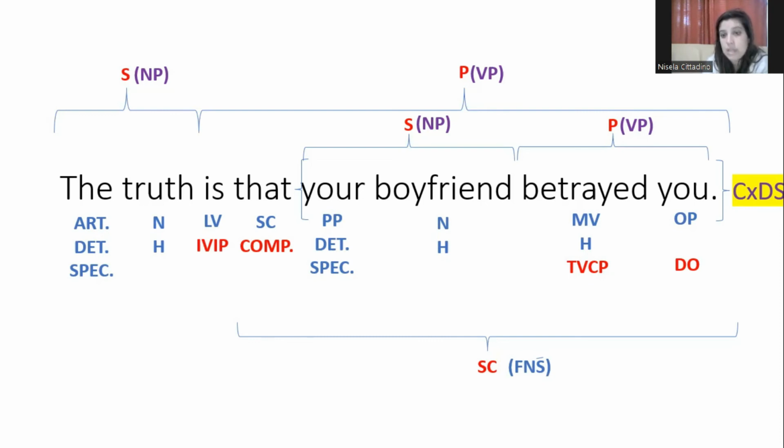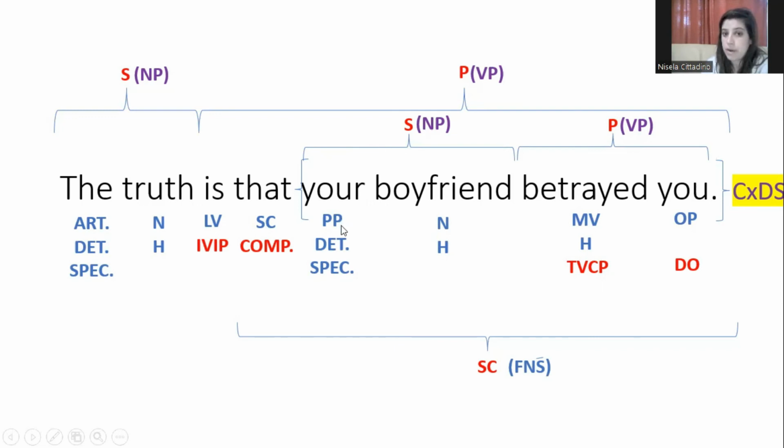So the truth is that your boyfriend betrayed you. So the subjective complement is that your boyfriend betrayed you. Yes, and this is a finite nominal clause. Is that your boyfriend betrayed you? Yes, it complements the idea of the truth. Yes, that is the truth, that your boyfriend betrayed you. Okay? That, it's a subordinating conjunction and a complementizer, and then we go inside the clause. Your boyfriend betrayed you. Your boyfriend is the subject, betrayed you is the predicate.